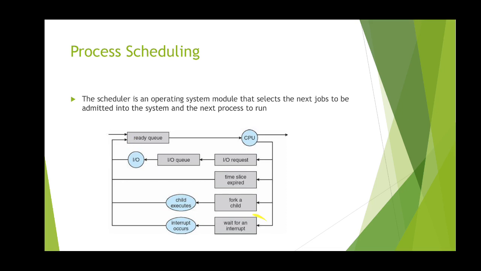Or if an interrupt comes, then the interrupt will be executed. In the meantime the original process will go to the ready queue and wait for execution. So after, when the CPU becomes available, the scheduler will select one process from the ready queue and assign it to the CPU for execution. So this is the functional diagram of process scheduling.